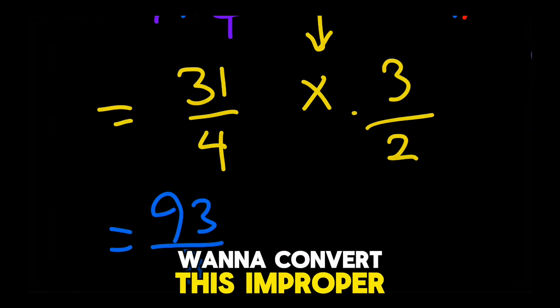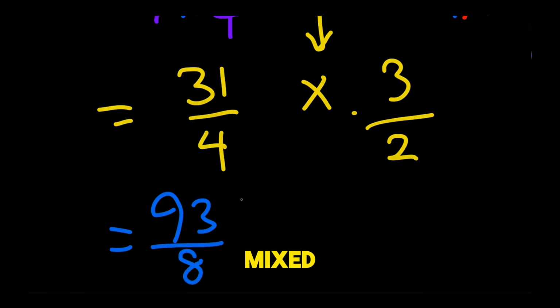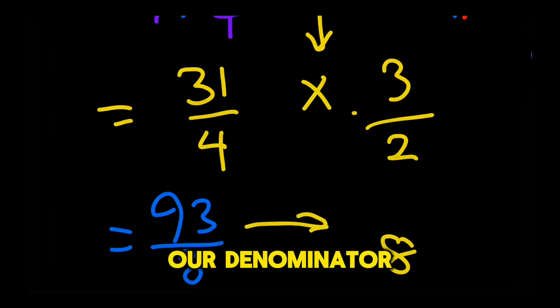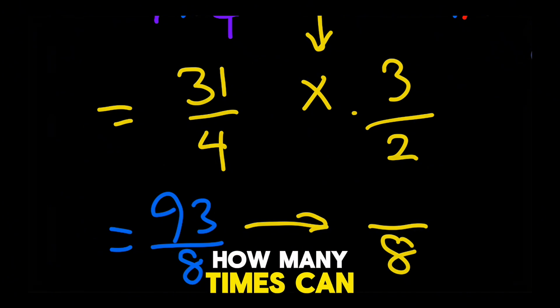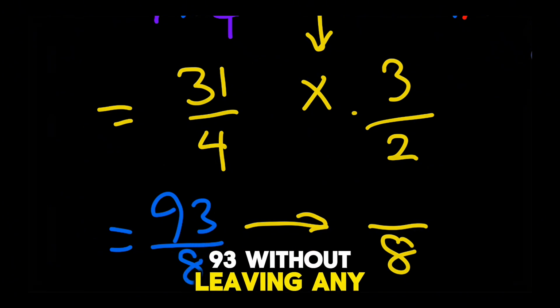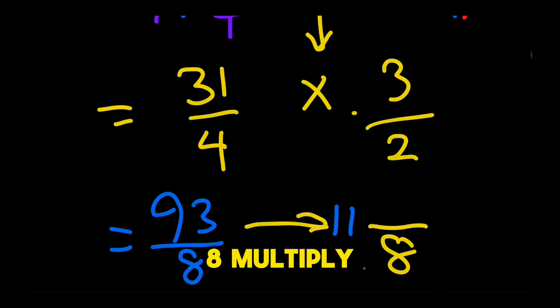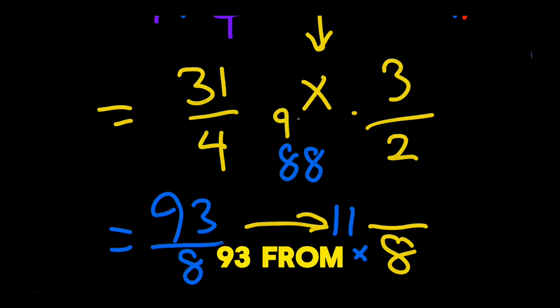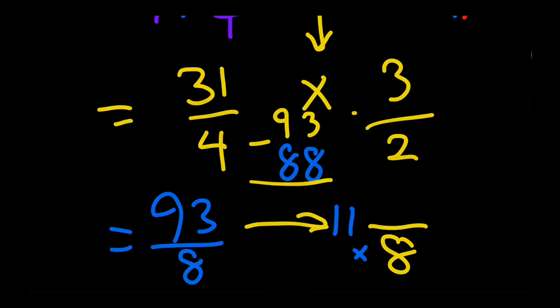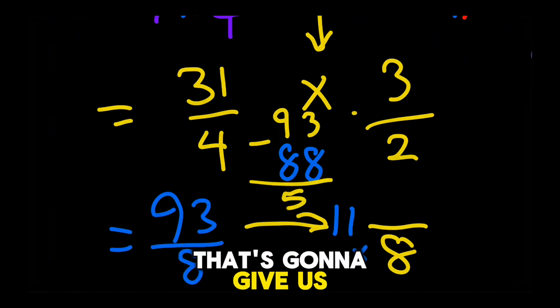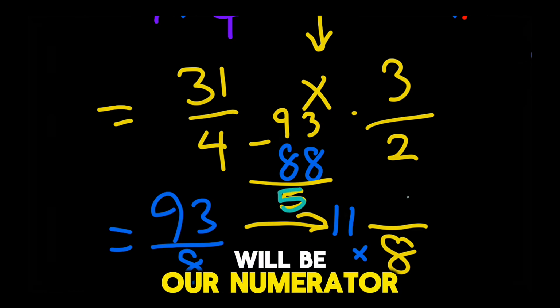Now let's say we want to convert this improper fraction back to a mixed fraction. Again, we're going to retain our denominator, which is the 8. And then we're going to ask how many times this 8 can go into 93 without leaving a remainder. Now 8 can go into 93 11 times. 8 multiplied by 11 is going to give 88. Now let's subtract 88 from 93. That's going to give us 5. And that 5 will be our numerator.